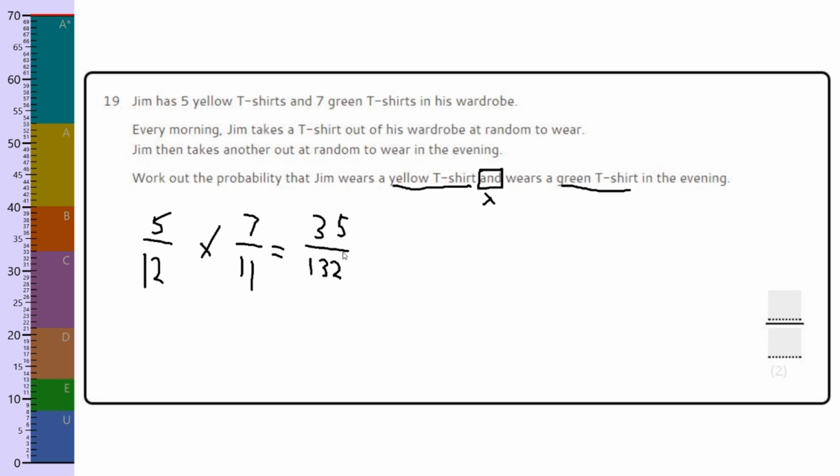35 over 132. Normally just check if it can be cancelled down. 5 and 7 go into that. 5 and 7 don't go into that. I'm pretty sure it can't cancel down. So the answer is 35 over 132. It's quite a nice, easy one to finish off. Okay, that is us completed.